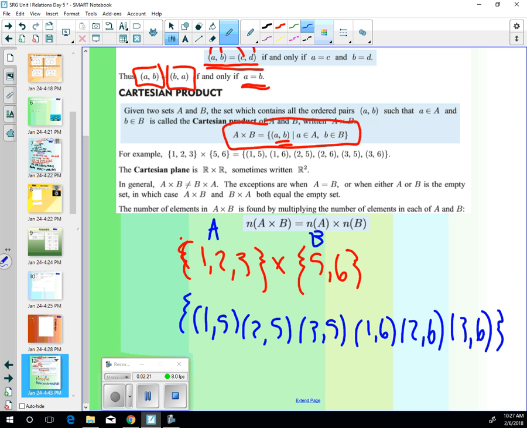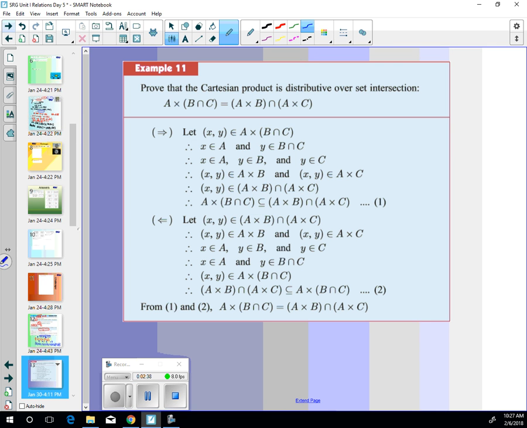6 of them. So the idea here is that the number of elements in A cross B that you're going to have will be the number of elements in A times the number in B. There's your 3 times 2 is 6. And you can show that. Well, we're going to prove that the Cartesian product is distributive.